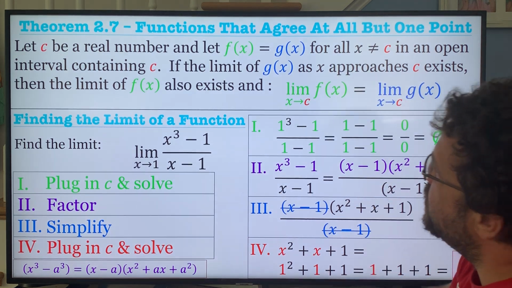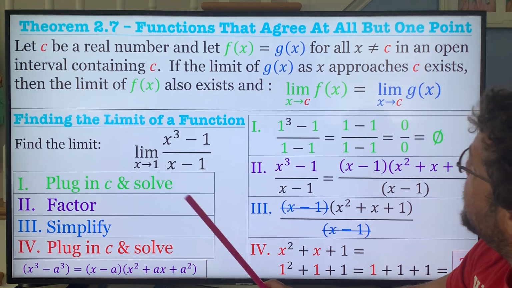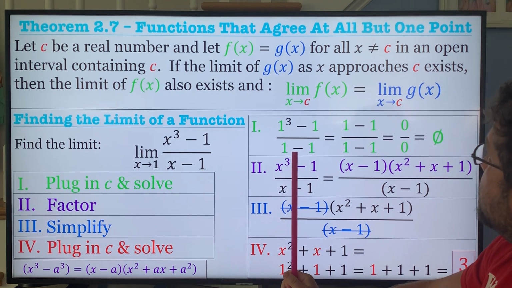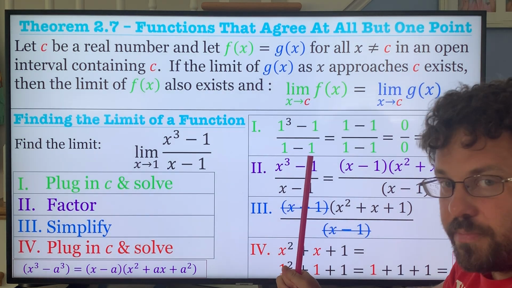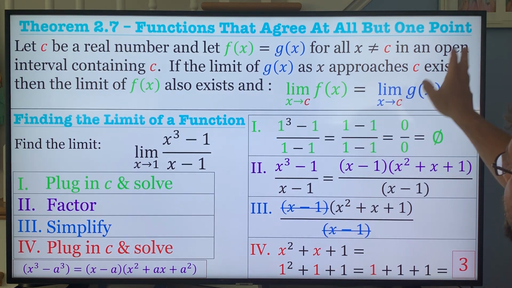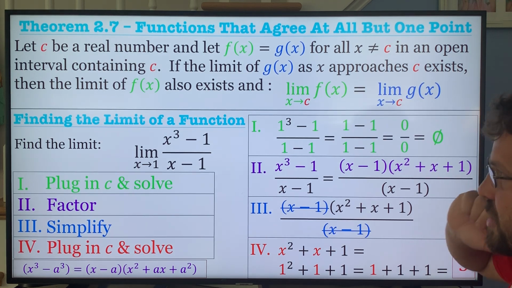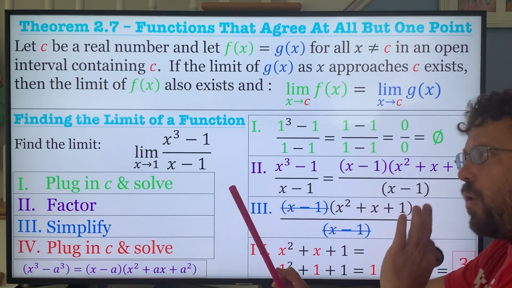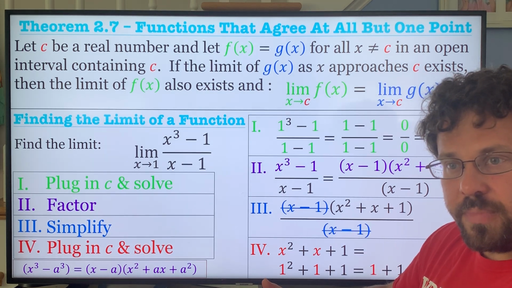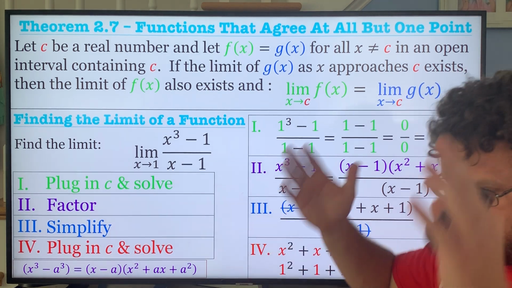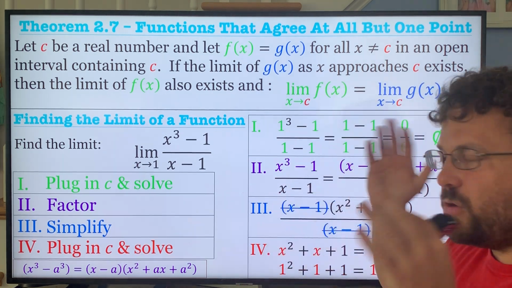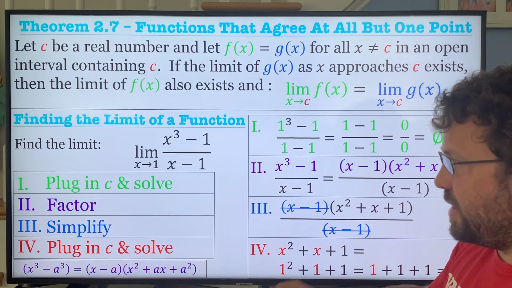All right, so theorem 2.7, back in chapter 2. Functions that agree at all but one point. So c could be a real number, f of x equals g of x for all x not equal to c in an open interval containing c. They talk fast. If the limit of g of x as x approaches c exists, blah, blah, blah. What it means is the two limits can equal each other. So all this fancy stuff says is you can reduce your problem and then find the limit that way. You don't have to use the exact writing it is. You can cancel stuff out in order to make things easier for you.